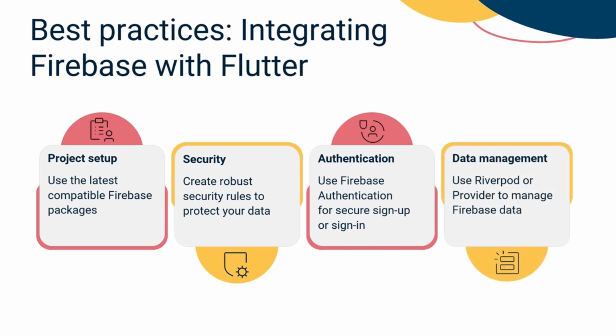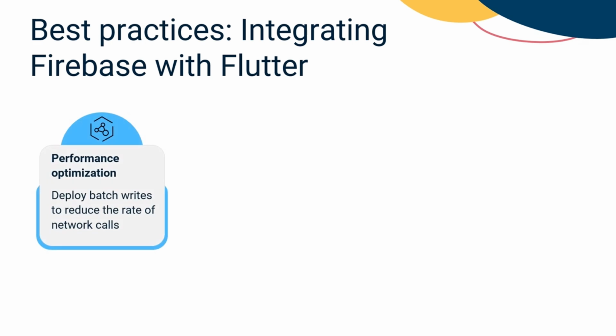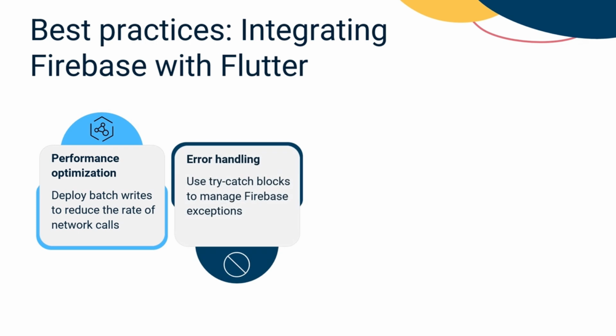Also, use Riverpod or Provider to manage Firebase data efficiently in your app. Deploy batch writes during multiple Firestore writes to reduce the rate of network calls. Pagination can fetch data in smaller, manageable chunks, enhancing performance and user experience. To manage Firebase exceptions, implement error handling techniques, such as try-catch blocks.